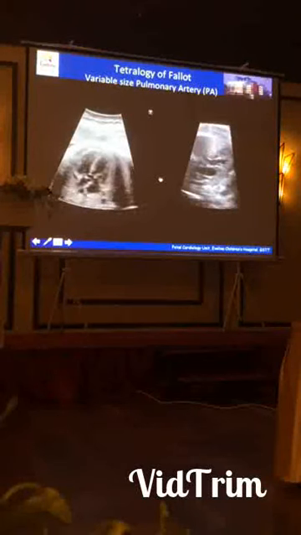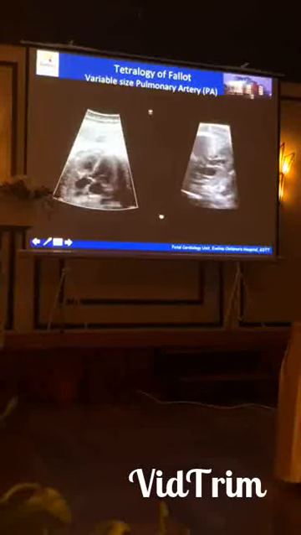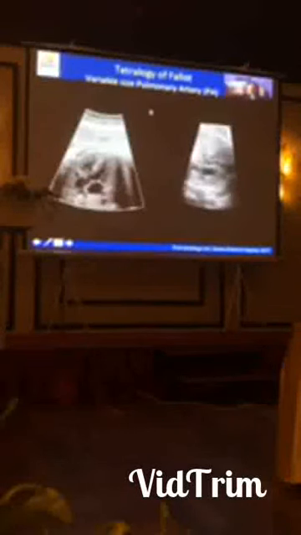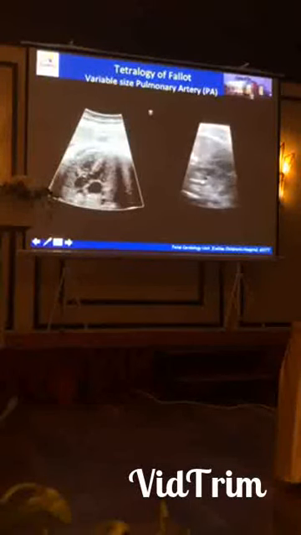So here is a few examples. So here's right ventricle, left ventricle, here's the ventricular septum, here's the VSD, and this is the aorta overriding. And then in this baby, the pulmonary artery is only a little bit small. So this is the pulmonary valve and the pulmonary artery, and this is the aorta here. And you can see that's just a little bit smaller than the aorta, and here is the superior vena cava.